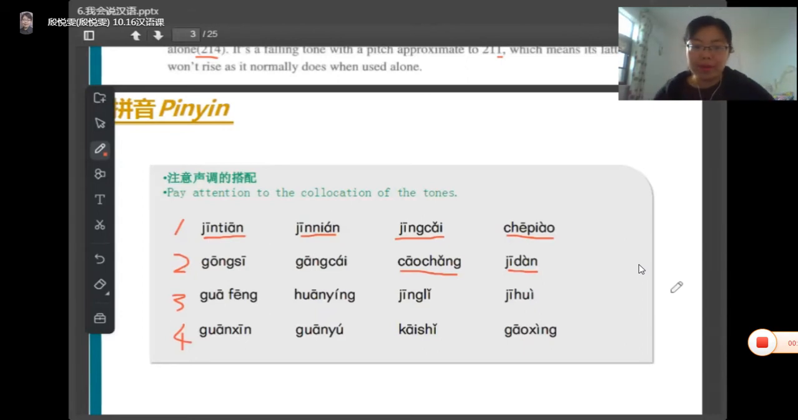We have already learned 鸡蛋. Can you remember? What's the meaning of this word? Egg. Very good. 鸡蛋, egg.